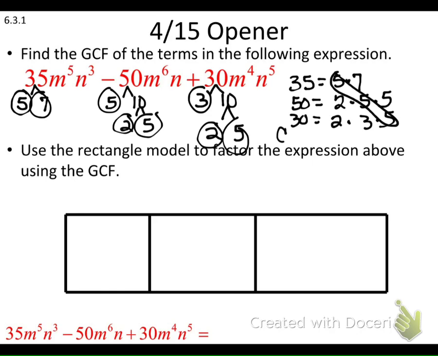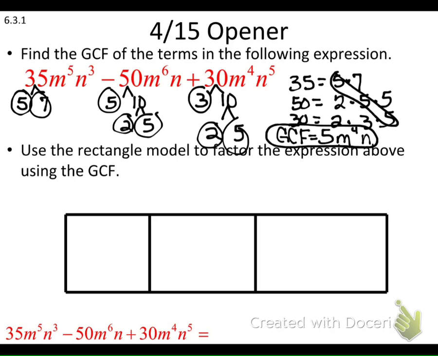So the greatest common factor is going to be 5. And then we need to look at our variables. Do they all have an m? Yep. Which is the one with the smallest exponent? M to the 4th. Do they all have an n? Which is the smallest? The one that doesn't have an exponent with it, because that means it's just basically n to the first power. So my greatest common factor is going to be 5m to the 4th n.